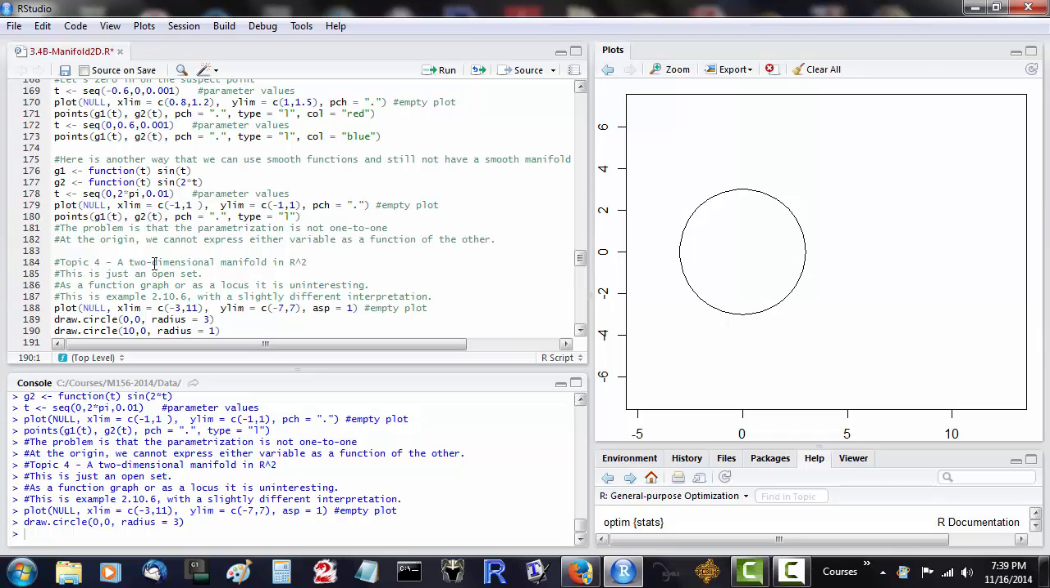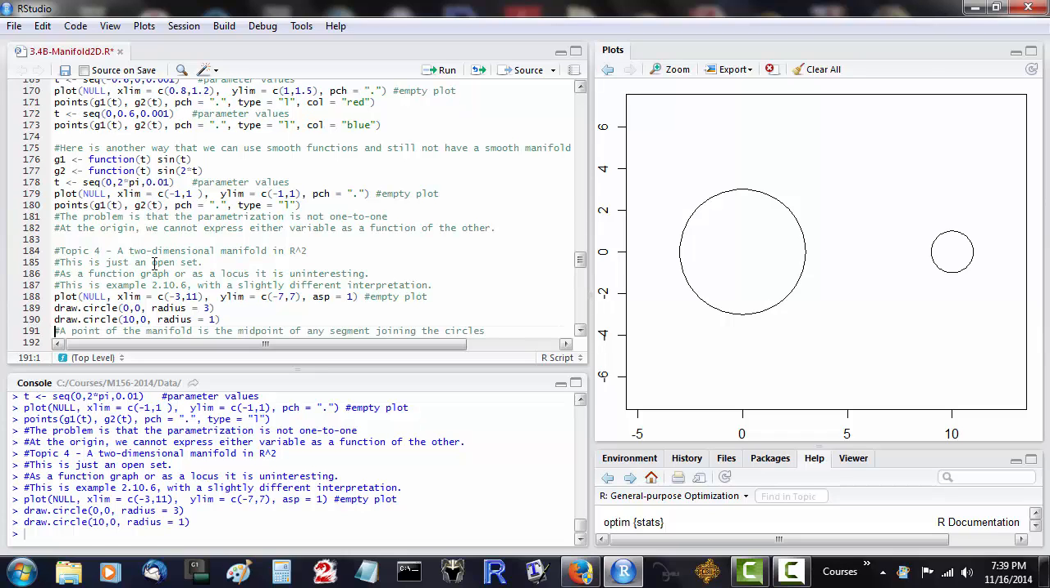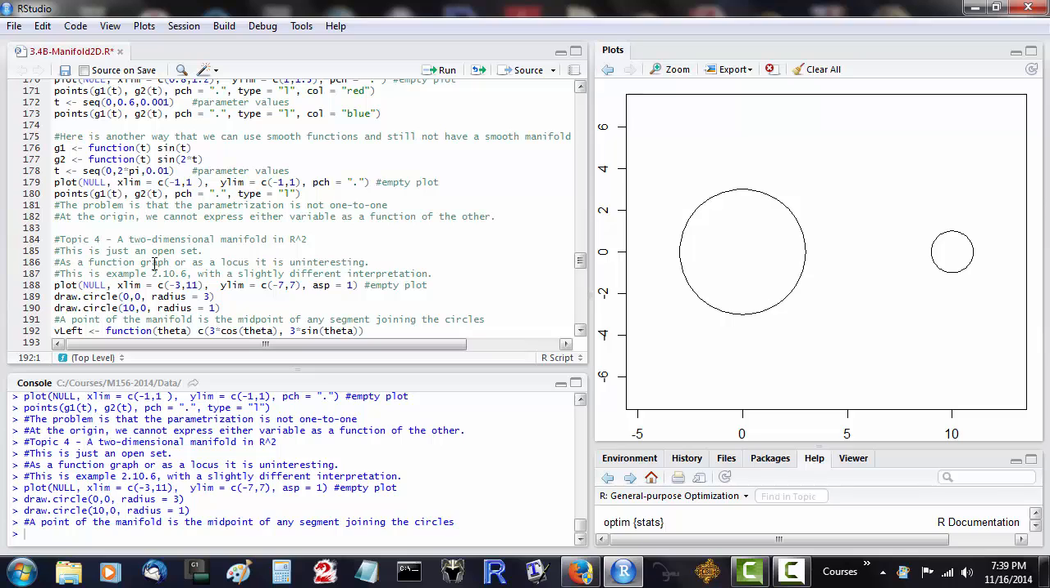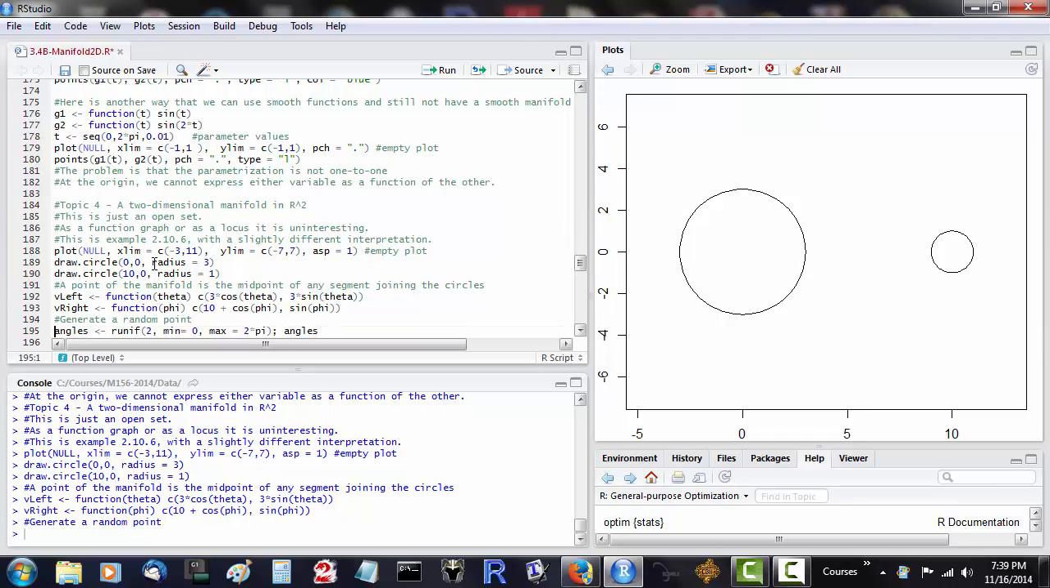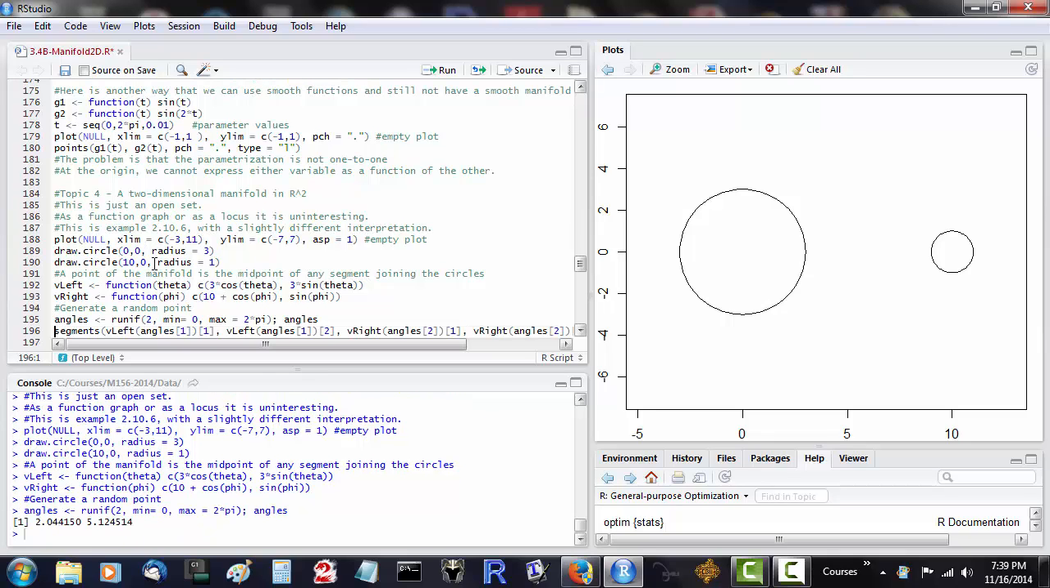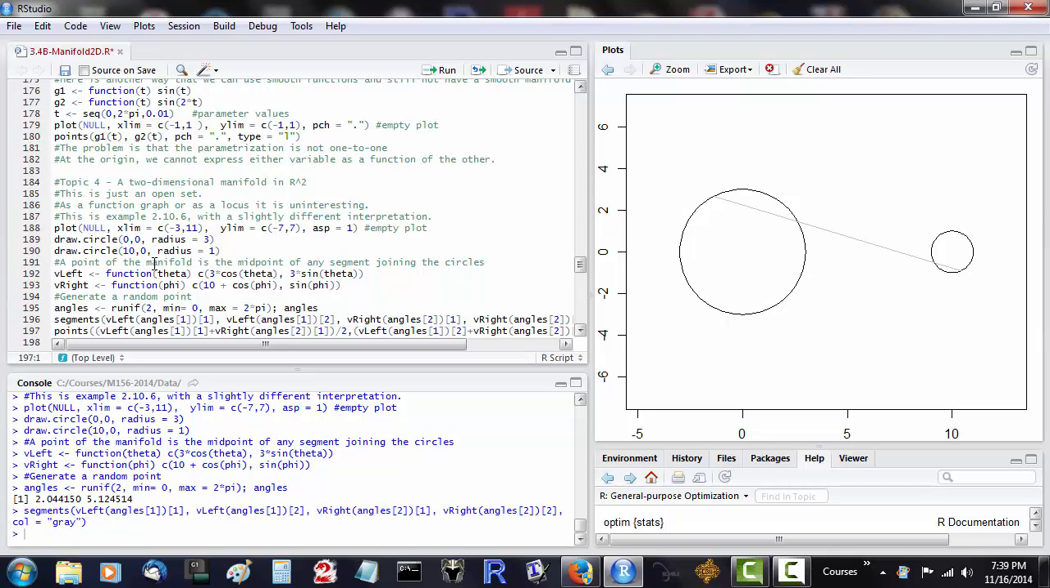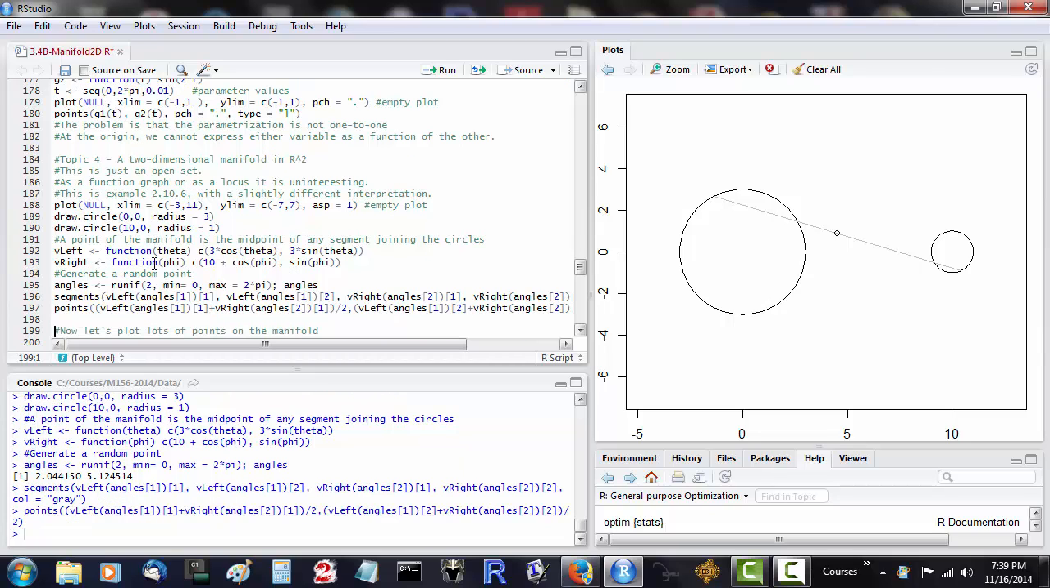We start with one circle of radius 3, another circle of radius 1, and the rule for generating the manifold is: pick any segment joining a point on the left circle to a point on the right circle. Take the midpoint of that segment and you get a point on the manifold. So I will generate a pair of random angles, theta and phi, and I will plot the segment that runs from the point generated on the left circle to the point generated on the right circle, and I will show you its midpoint.